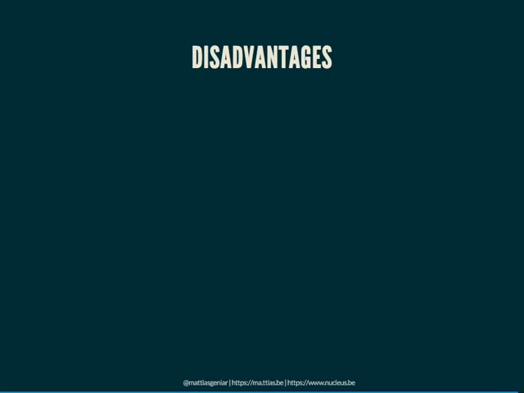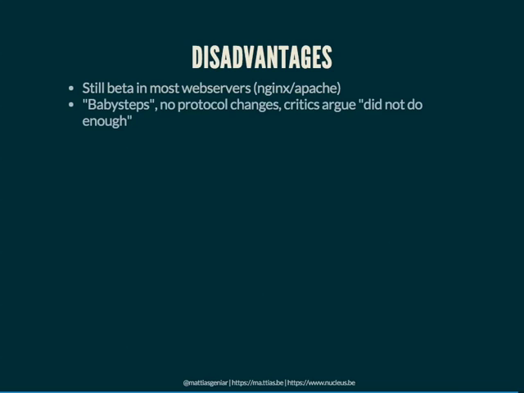But there are some disadvantages. First, it's hard to run in production. Most web servers that have it announce it as a beta. Some web servers crash depending on the kind of request that's received. So it's still beta, keep that in mind.